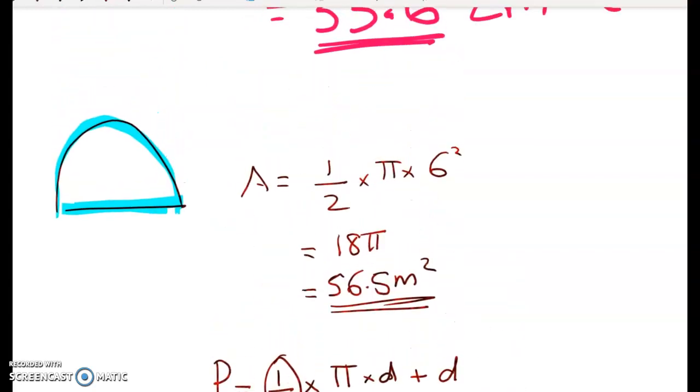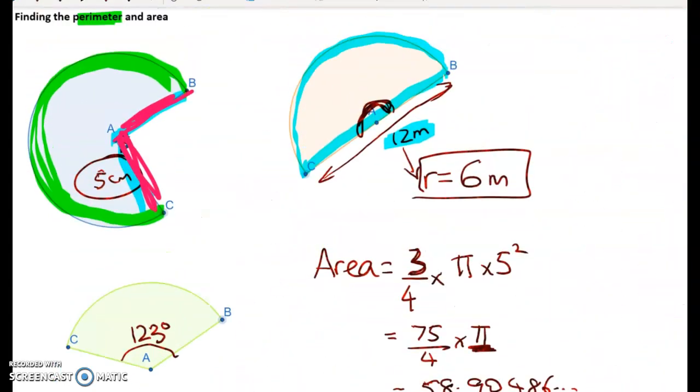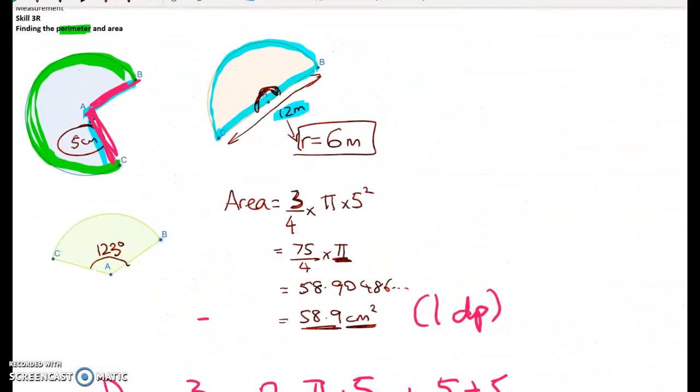Let's do the area now. Oh, we've done the area, right? So the area was really easy. It's just half of the whole thing. Let's look now at this last one and have a think about how we're going to do that. What makes it harder is that I've told you that this angle here is 123 degrees.